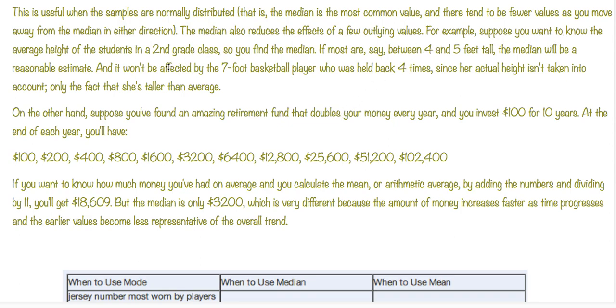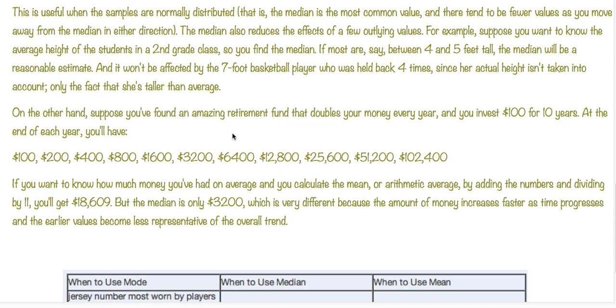Suppose you want to know the average height of students in a second grade class. You want to find the median. Why? Because if most are, say, between 4 and 5 feet tall, the median will be a reasonable estimate, and it won't be affected by the 7-foot basketball player who was held back 4 times in second grade. Okay, that's a bit of an exaggeration, but if you have, let's say, a 7-foot basketball player, that would skew your data. Since her actual height isn't taken into account, only the fact that she's taller than average, the median would be a good way to find this.